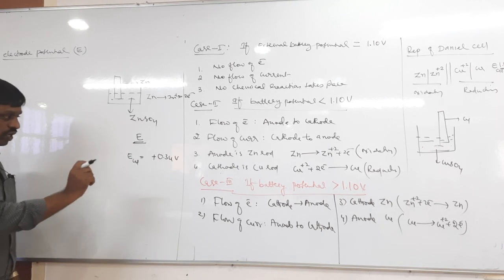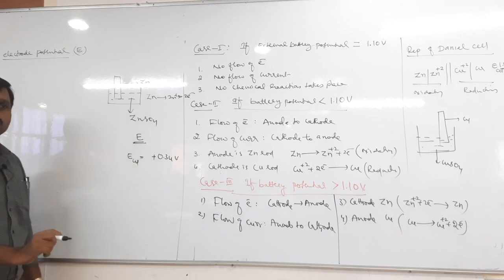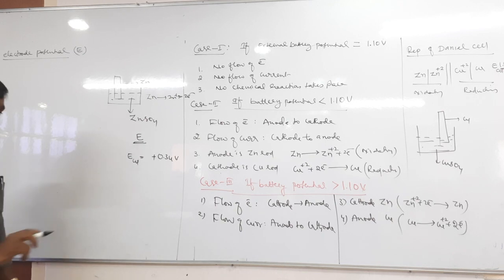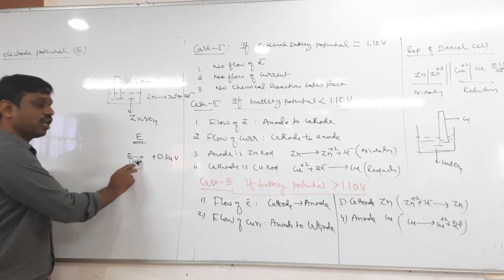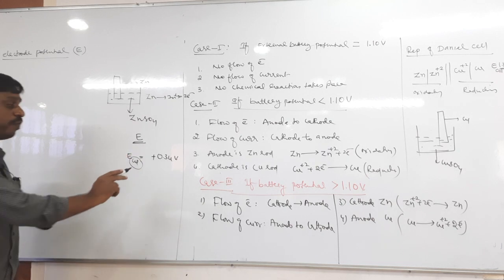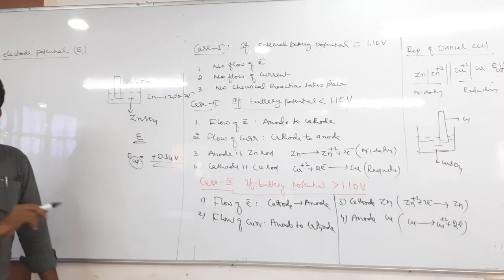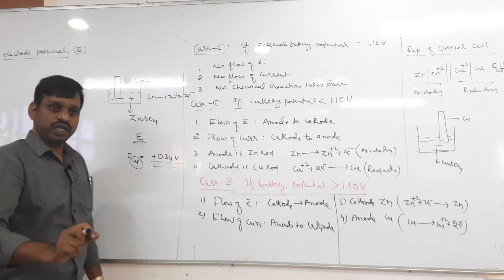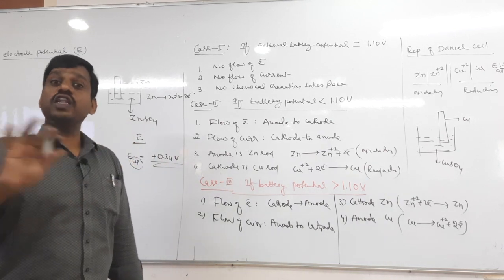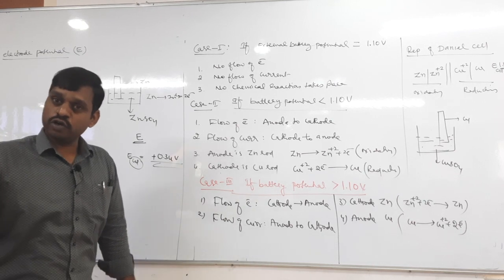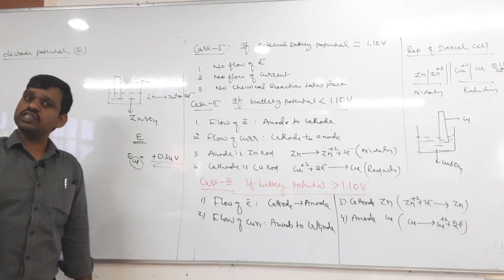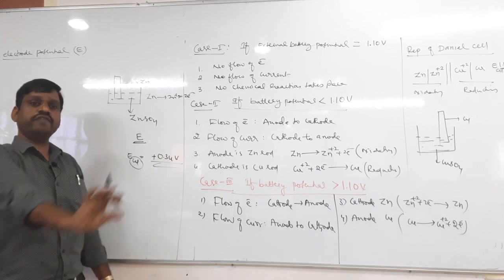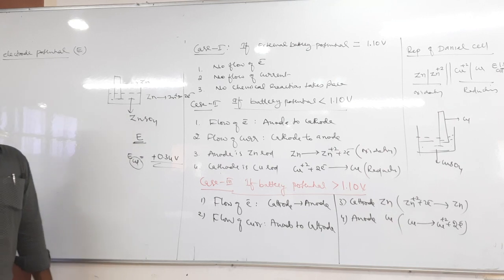Then should I mention here 1 gram, 2 gram, 3 gram? No. Let it be 1 gram, 10 gram, 20 gram, whatever the mass. Whatever the mass of the copper, the electrode potential of copper is this much only, because it is an intensive property. It does not depend on the mass of the electrode. Whether you take a 1 kg electrode, a 10 kg electrode or a 1 gram electrode, the copper electrode potential is the same, fixed, because it is an intensive property.